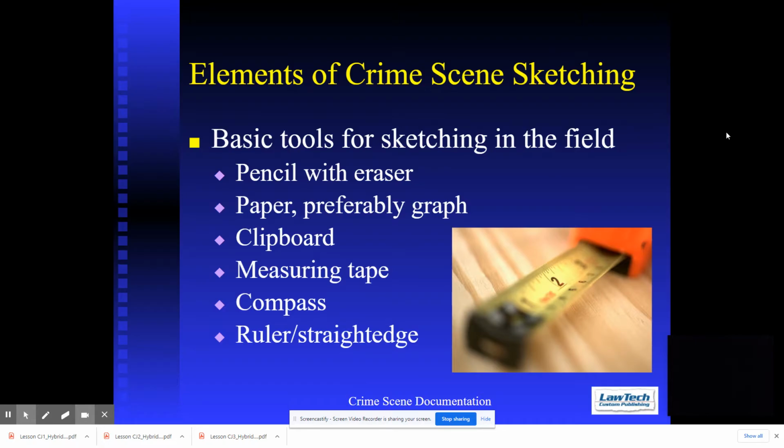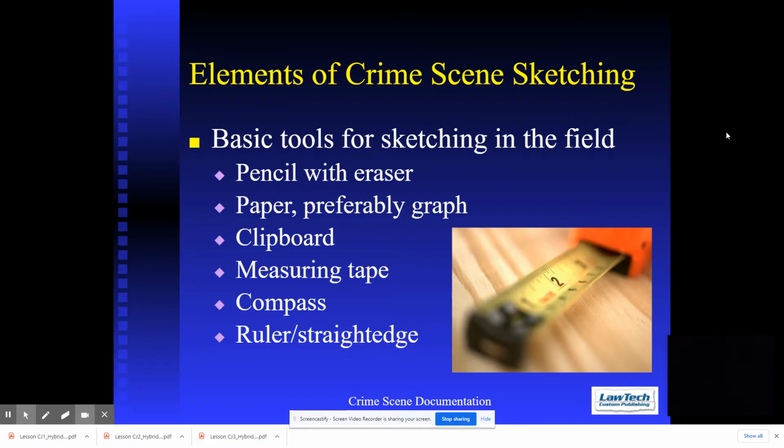A compass, okay, not talking about the pointy end and pencil drawing circles compass from math class, but an actual directional compass because we want to know what direction is north, south, east, and west as far as our sketch goes, and it does make a difference. And then some kind of ruler or straight edge.